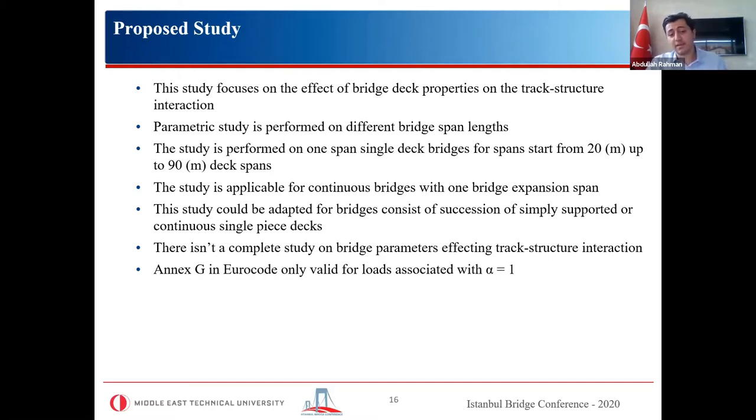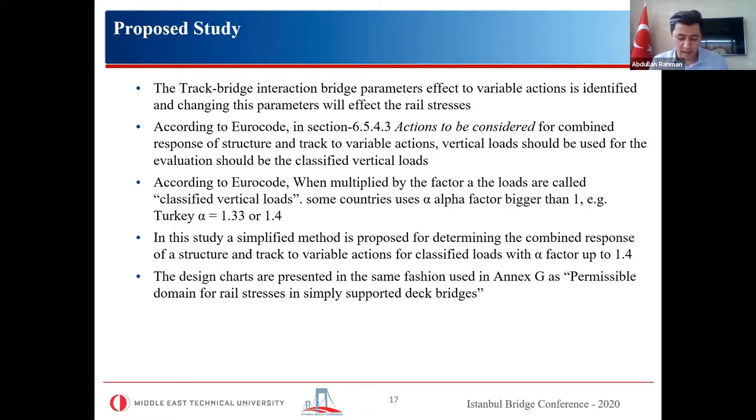Then I used in the sensitivity an alpha factor equal to 1. After that, at the end of this study, I printed the charts like those shown in Annex G in the Eurocode. I used the same procedures used to produce the charts in Eurocode Annex G, but I made them for an alpha factor higher than 1. The Annex G gives the charts for the track bridge interaction, but they only use an alpha factor equal to 1. I made it with an alpha factor equal to 1.4, and this study will be applicable for any classified vertical loads with an alpha factor up to 1.4.